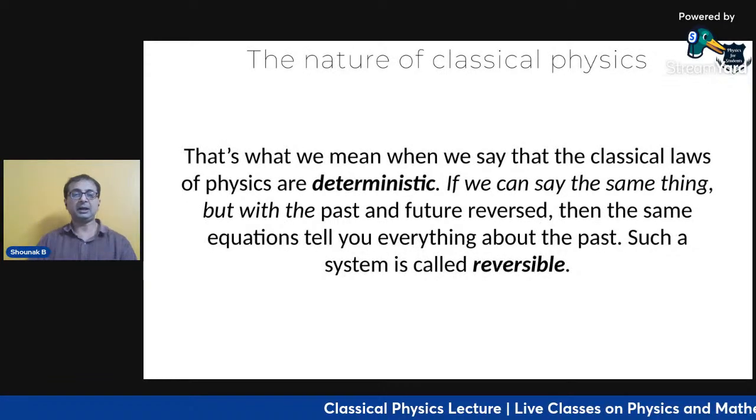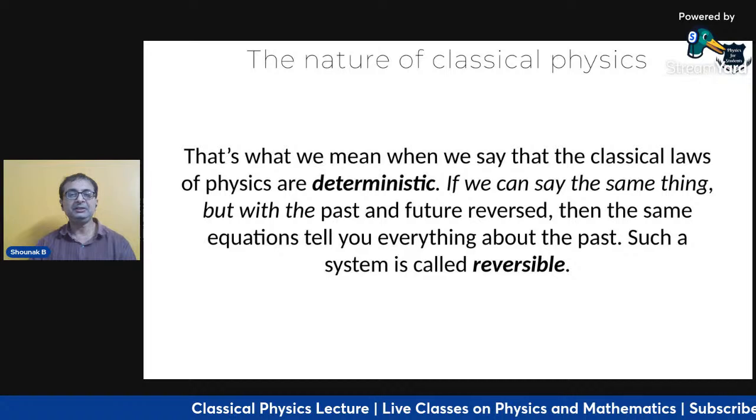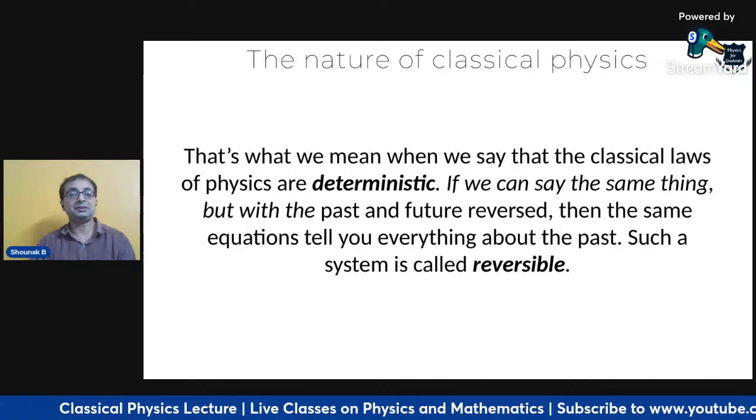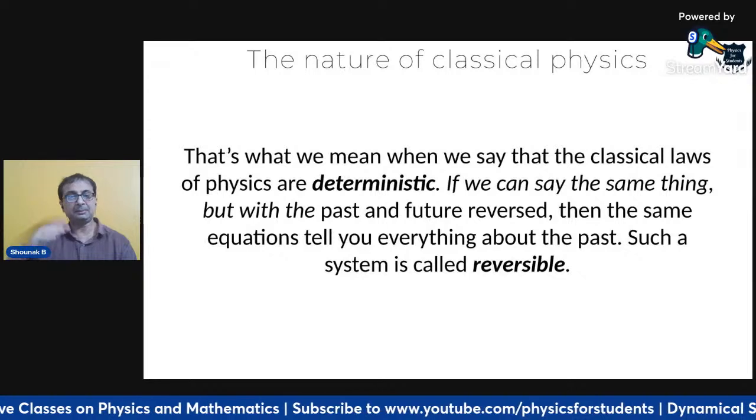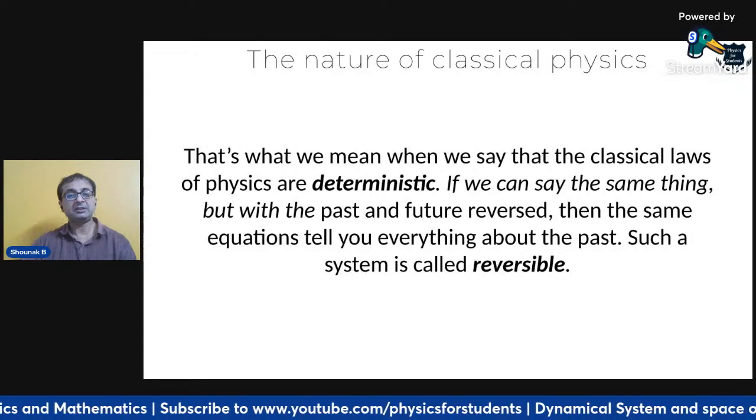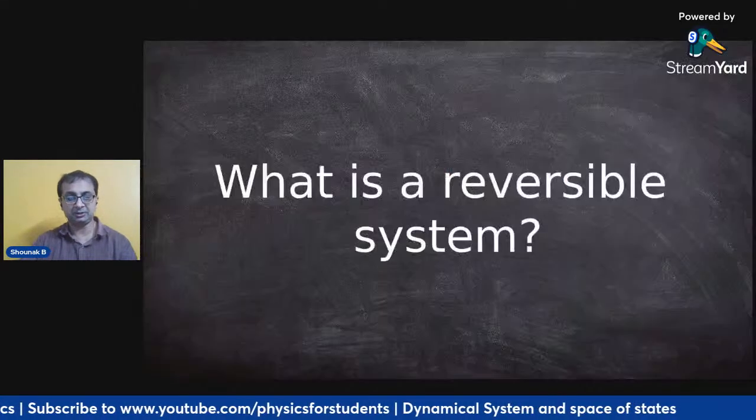So from here we come to know what we mean when we say the laws of classical physics are deterministic. We can say the same thing with the past and future reversed. Such a system is called a reversible system.